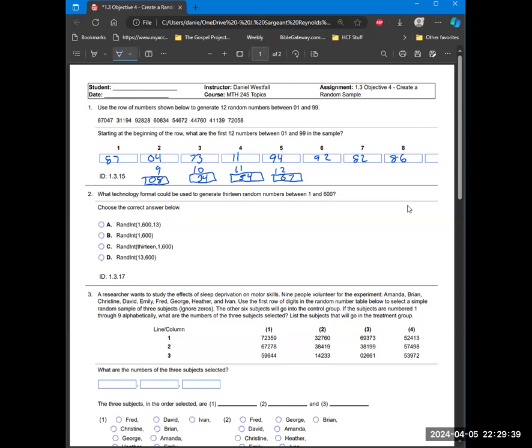It would look something like this. We would want a random integer. So that's what randInt means. And we want a lower bound of 1 and an upper bound of 600. And we want 13 to be output, 13 integers. So that's how we would put it in there, like that.